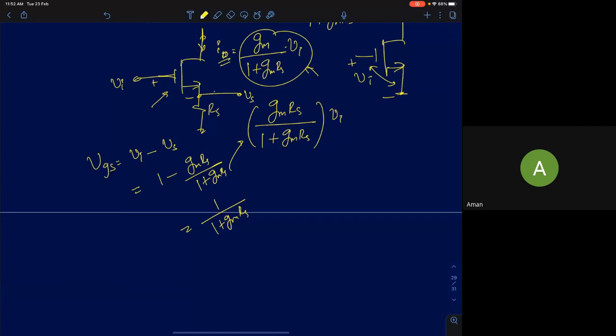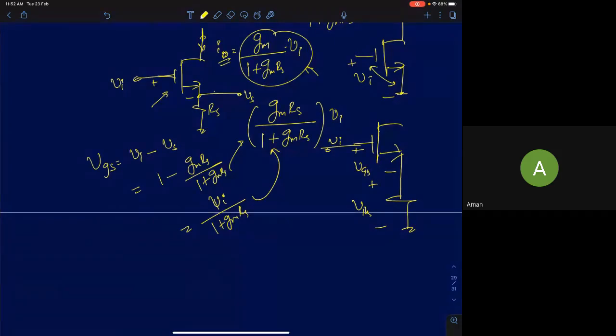Now assuming Gm Rs is much greater than 1, almost all the signal is going to drop across the source resistance. So you have two things here: the input voltage is now distributed between the MOSFET and the resistance, VRs and VGS. If Gm Rs is much greater than 1, all your input voltage is going to appear across the source resistance. Only a very small fraction of the input is going to appear across VGS, the gate to source terminal.